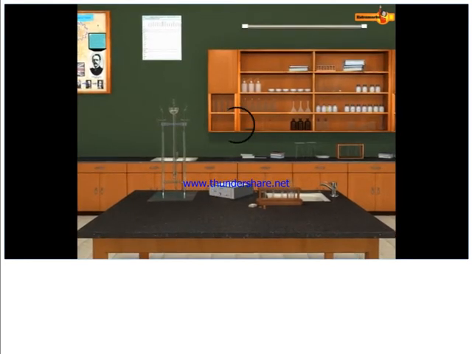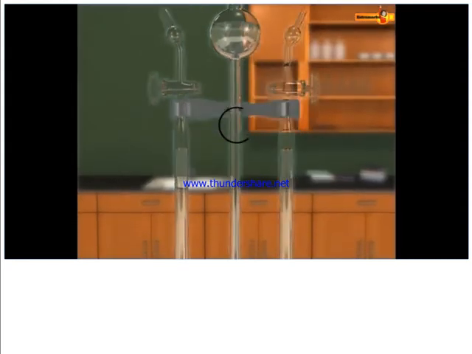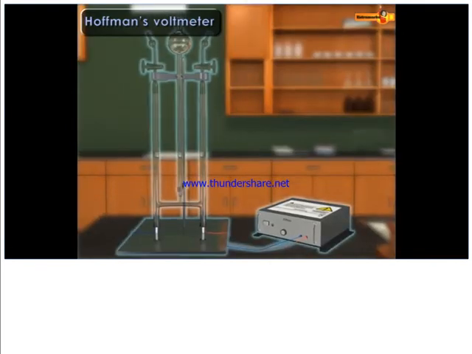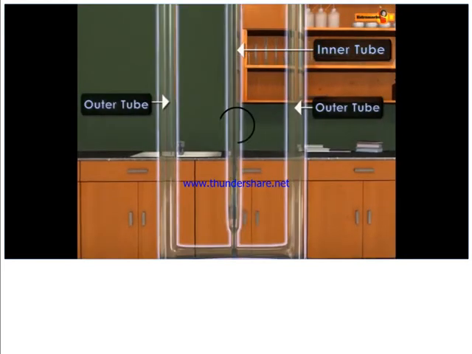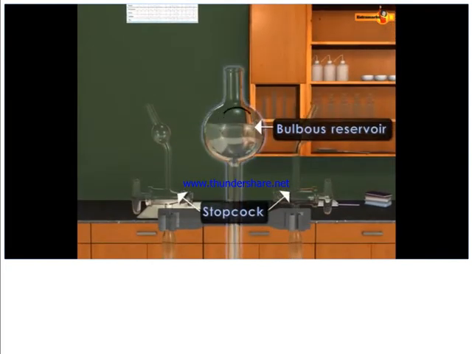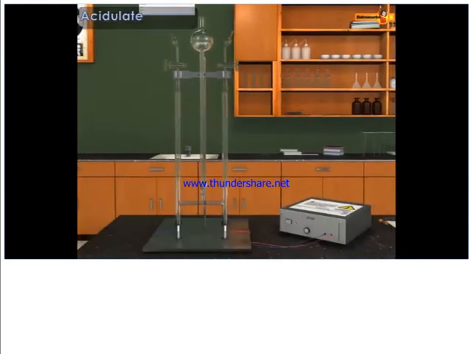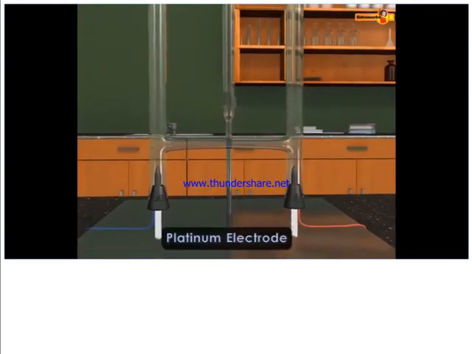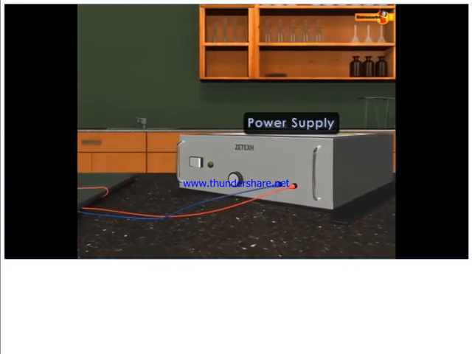Let us understand the process of electrolysis. The apparatus required for performing the electrolysis of water is called the Hofmann's voltameter. The Hofmann's voltameter consists of three joint upright tubes. The inner tube is open at the top to allow the addition of the electrolyte, which is the acidulated water. The two outer glass tubes are connected to a platinum electrode. These electrodes are connected to the positive and negative terminals of the battery.